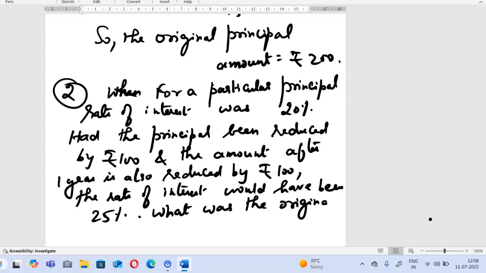So this is framing linear equations. For a particular principal the rate of interest was 20%.